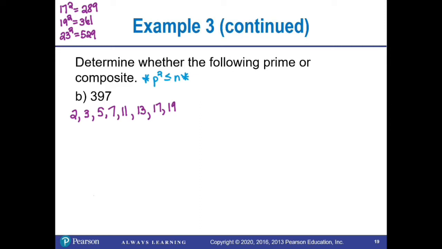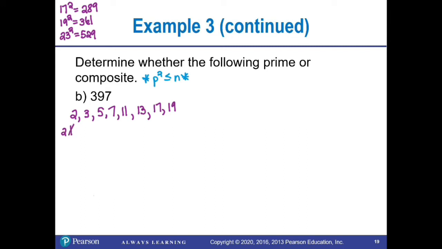The numbers I have listed, 2, 3, 5, 7, 11, 13, 17, and 19, are the only prime numbers, in fact, the only numbers I have to check. If none of these divide my number, then my number is prime. If any of these divide my number, it is composite. So let's start thinking about the numbers in our list.